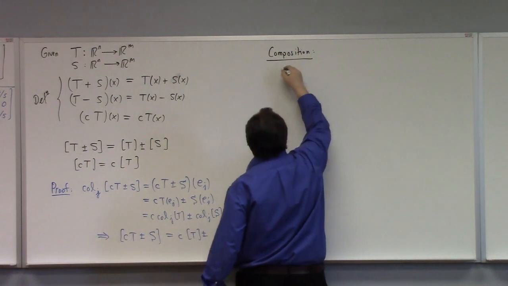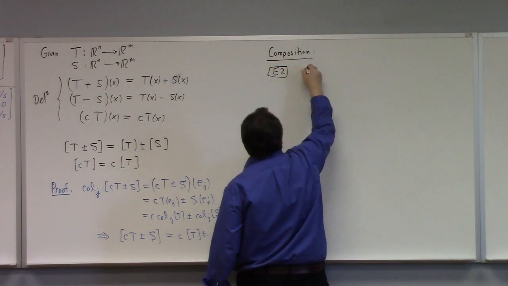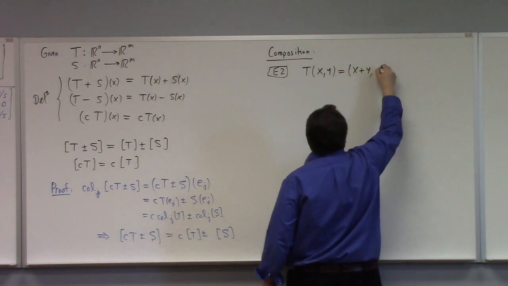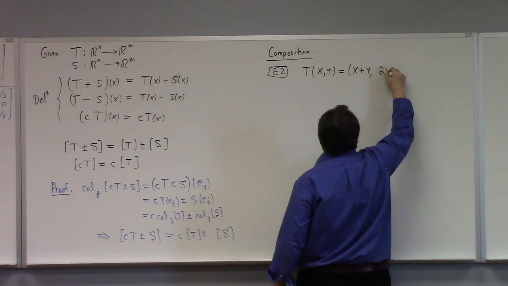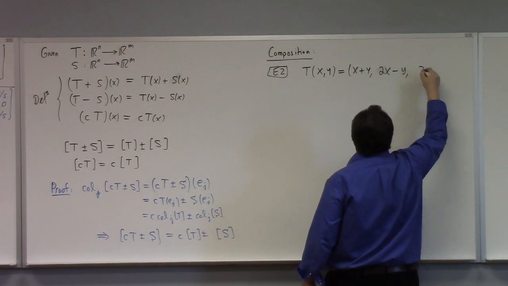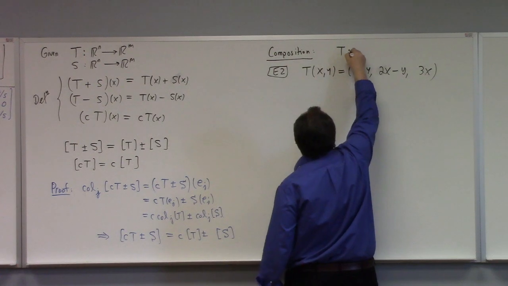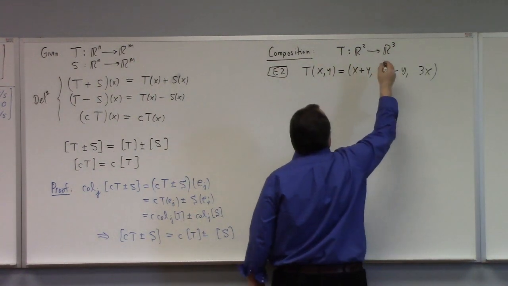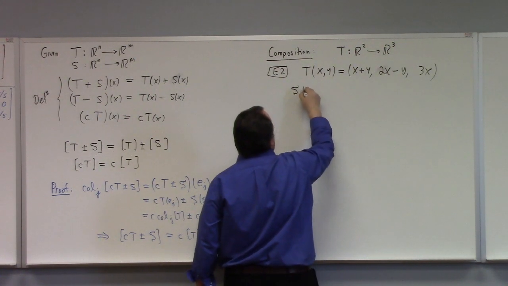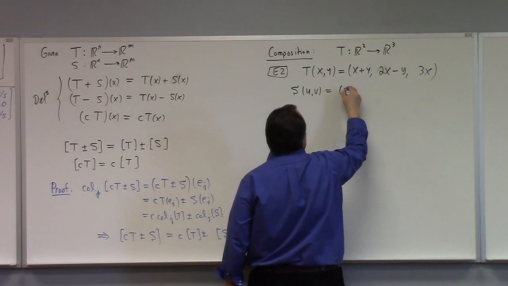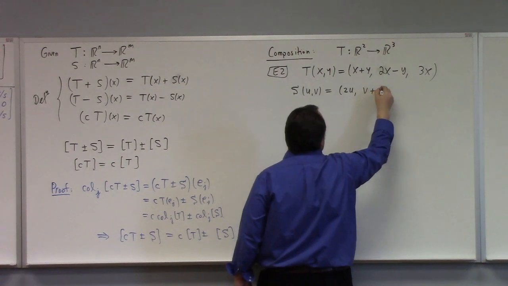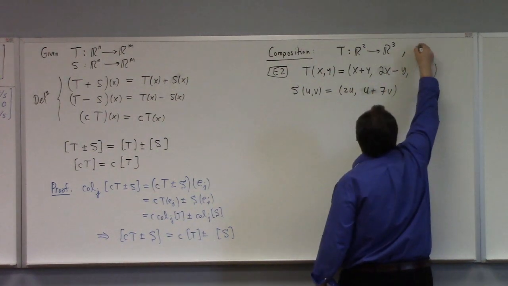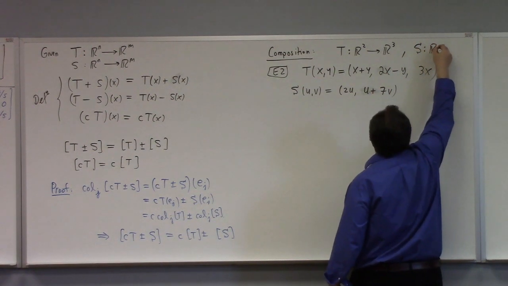Here, I think we could benefit from an example. So suppose we have T of (x, y) equals (x plus y, 2x minus y, 3x). All right? So this makes T, in the current setting, going from R2 to R3. Then we can let S of (u, v) be equal to (2u, u plus 7v). So here I have S is a mapping from R2 to R2.